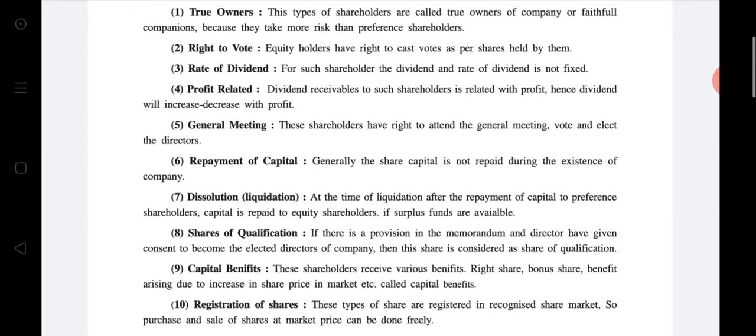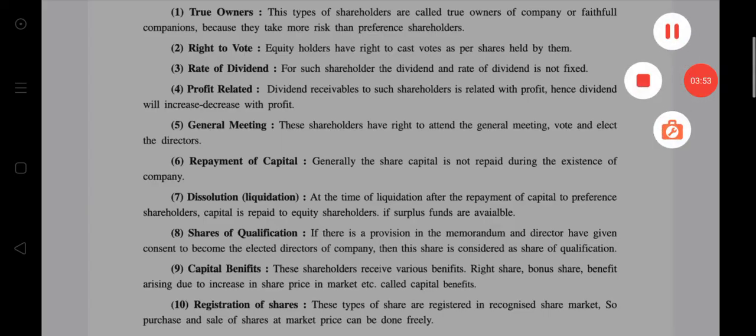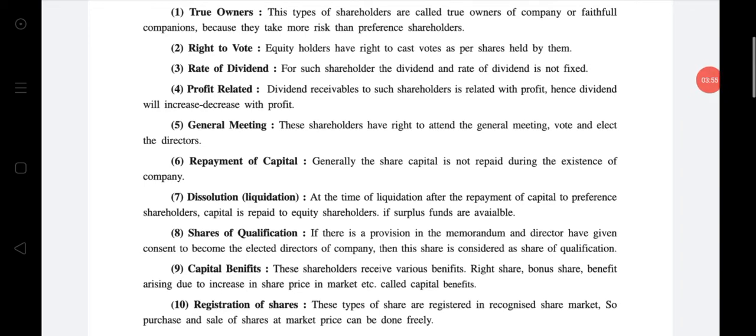Equity shareholders are called the true owners of the company. Then they have the right to vote as per the shares held by them, and they have a right to dividend. It is not fixed because it depends on the profit. If profit is high, then the rate of dividend is high, and if the profit is low, then the rate of dividend is low. So that is not fixed. Profit related: the dividend receivable by such a shareholder is related to the profit. Hence dividend will increase and decrease with profits, as I explained in the third characteristic.